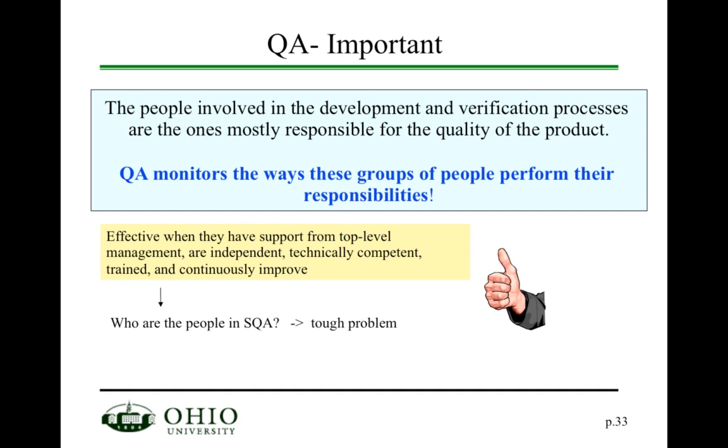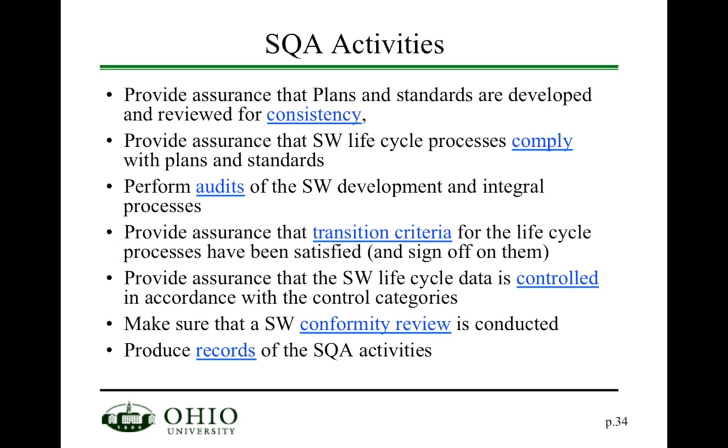They make sure that everything the people in development, verification, and configuration management are doing is what they promised or set out to do. So that's why it's very important that QA has support from top level management, that they're independent, and also that they're technically competent and trained. It's always a tough call to find the people that you're going to put in quality assurance.